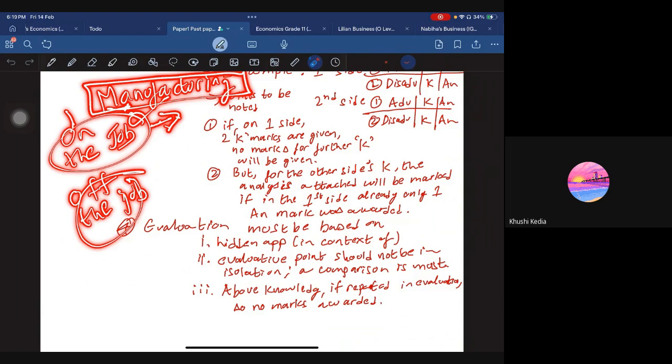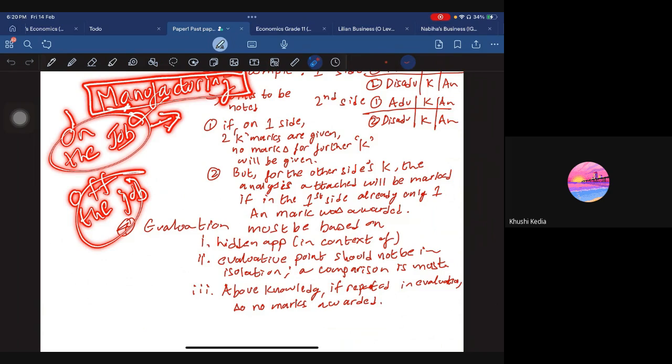So we mustn't link it to the text. Which text? The first four parts of the question are linked to the text for application marks, but in the E part, the application is either hidden application or there is no application, right? Yes, that is the case.